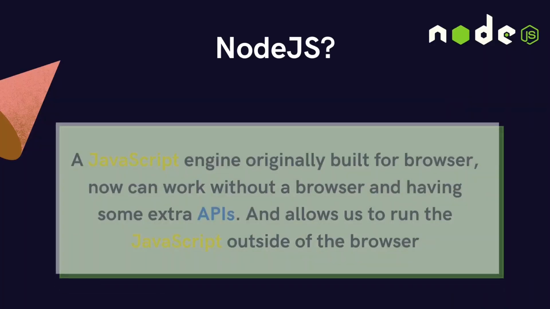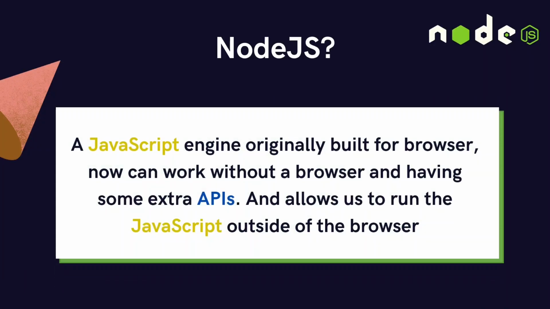About Node.js. Node.js is a JavaScript engine which was originally built for the browser and now can work without a browser and comes with some extra APIs. It was a JavaScript engine like Chrome's V8 engine, which was taken out of Chrome, and now it is being maintained as a standalone project. So it is a JavaScript runtime environment in which we can run JavaScript code outside of the browser as well.